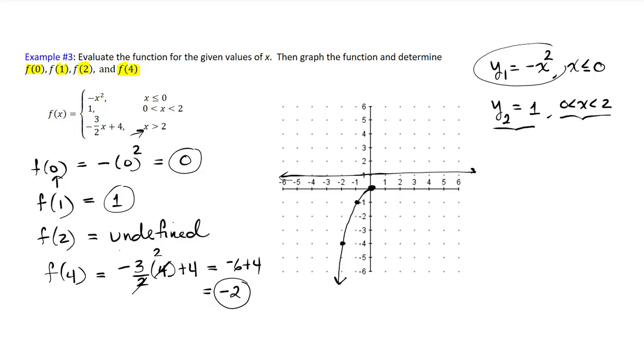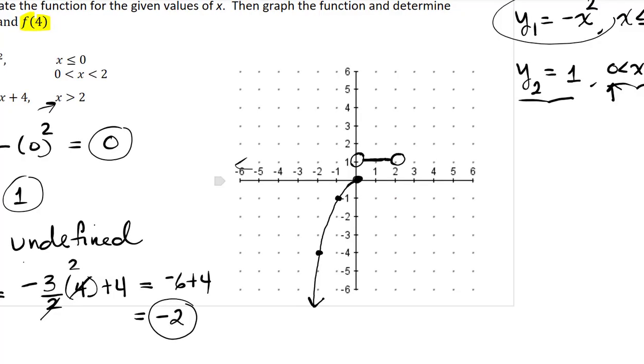Again, we only want to consider the part where x is in between 0 and 2. Now, at its furthest left endpoint, which is at 0, we have to use an open circle there because it's undefined at that point. And we want the segment from 0 there to the value 2. Again, at 2, we want to include another open circle. So for the second piece of the function, this is its graph.